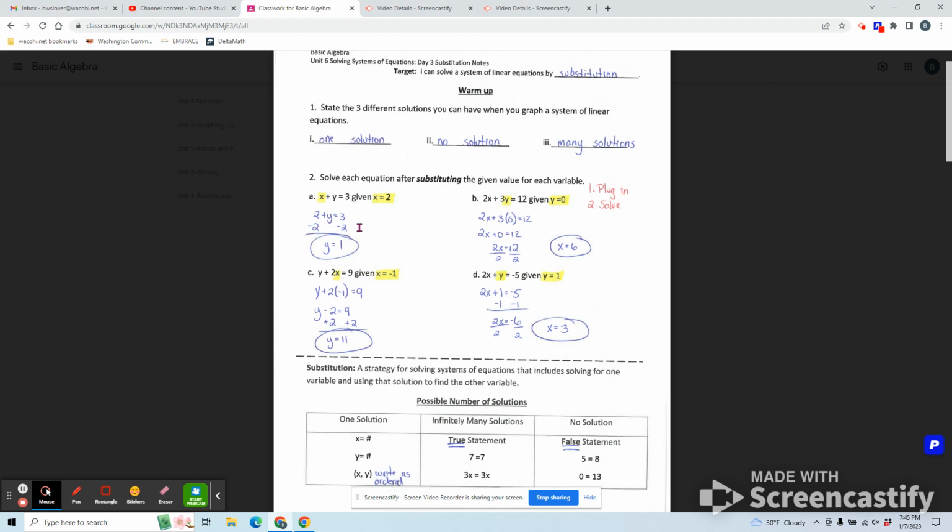I'm going to subtract 2 from both sides. 2 minus 2 over here reduces, that becomes a 0. I'm left with a y. And then 3 minus 2 becomes 1. So my answer is y equals 1.